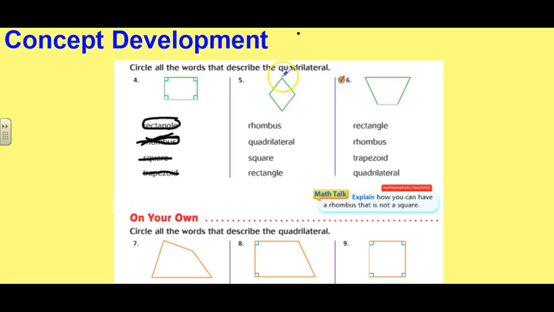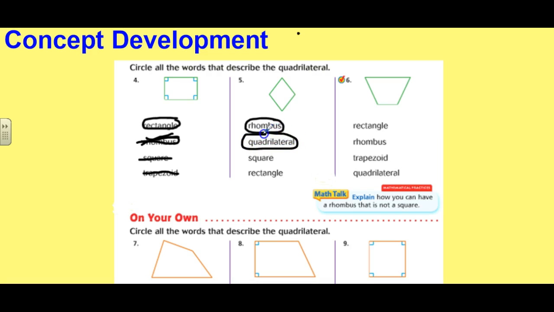Okay, this one right here is a rhombus. If you remember, I said a rhombus is kind of like a diamond. So we're going to go right here and we're going to circle rhombus. And if you remember at the beginning of this lesson, this whole lesson is about quadrilaterals. So any shape that has 4 sides is going to be a quadrilateral. Also circle that this is a quadrilateral because it has 4 sides.